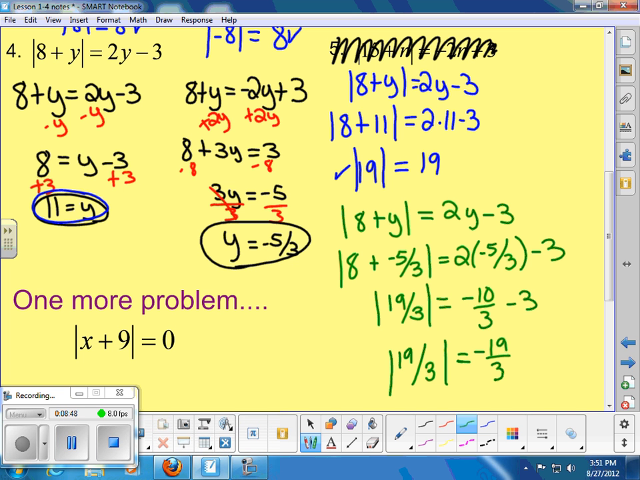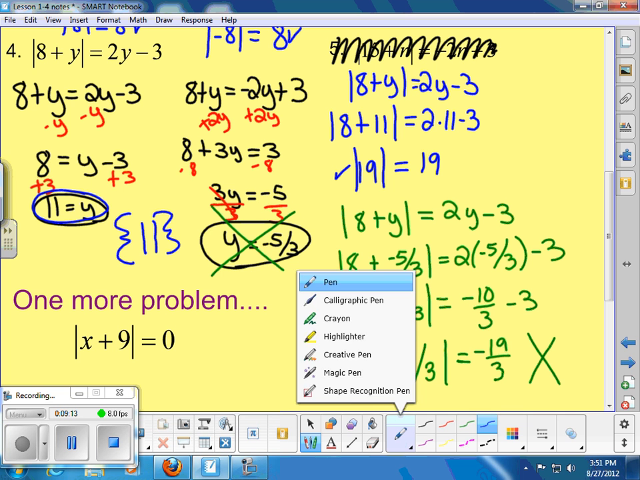So we must ask ourselves, is this true? Is the absolute value of 19/3 equal to negative 19/3? And it is not true. So that implies that the second solution of negative 5/3 is not a solution to this problem. That there is only one solution, and that one solution is positive 11.